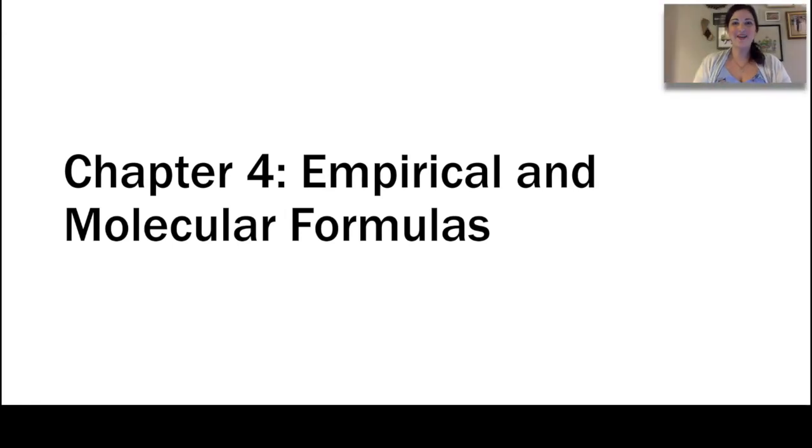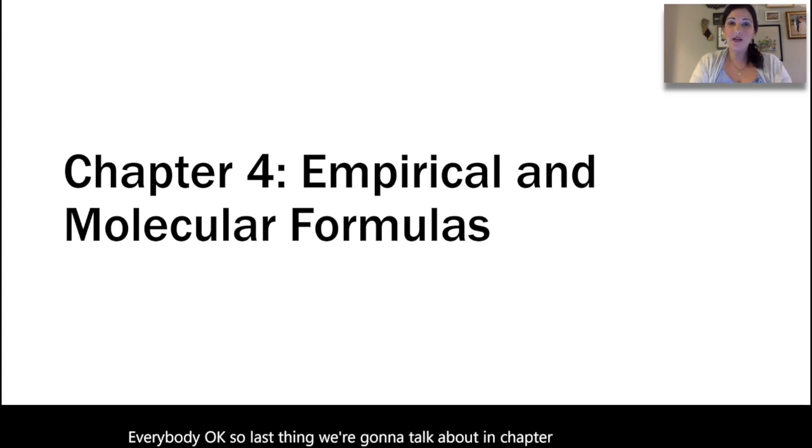Hi, everybody. Okay, so the last thing we're going to talk about in chapter 4 is taking all this stuff and putting it together, but applying it in order to figure out what chemical formulas are for covalent compounds in the first place, right?